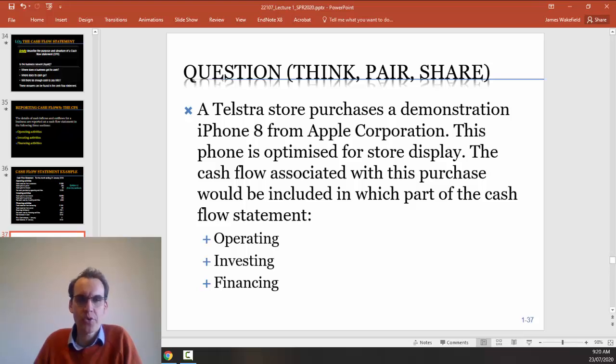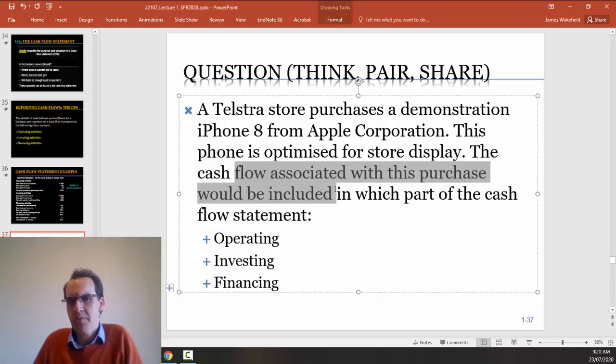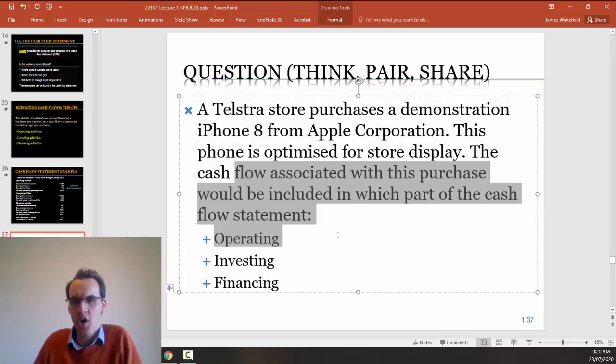Okay, a question for you is, a Telstra store purchased a demonstration iPhone 8. I know that's an old iPhone now, but anyway, let's go along with the example from Apple Corporation. This phone is optimized for store display. All right, so it's one of the phones they put in the display area where you can pick up, that's connected with that cable, and you can use it and look at it and test out some of the different functions. So the cash flow associated with this purchase would be included in which part of the cash flow statement? Operating, investing, or financing? Which one do you think?